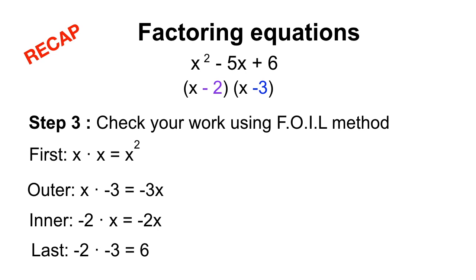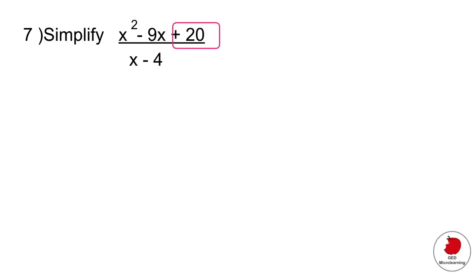And then you just add those terms together, right? So minus 3x plus minus 2x, and that gives you this equation, okay? Which was the original equation that you had to factor. All right, so that's a very quick recap on factoring. So let's go ahead and do this for this problem.